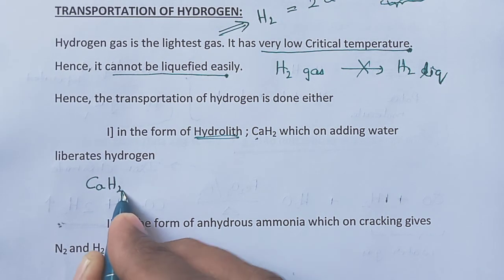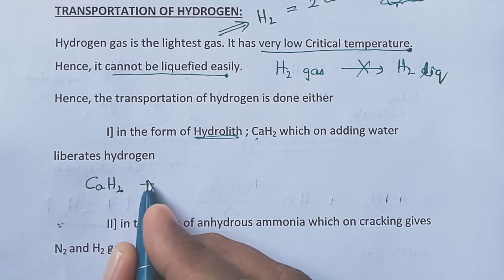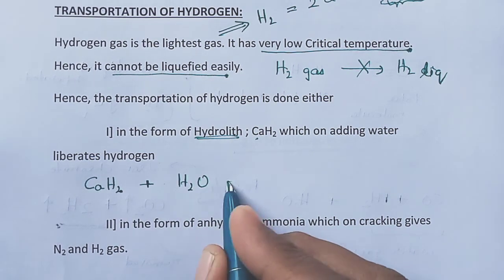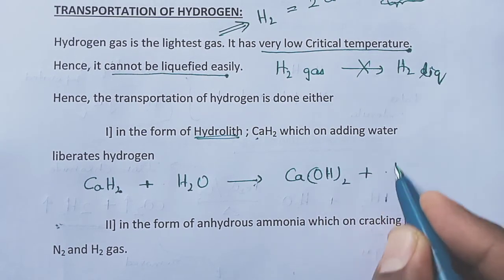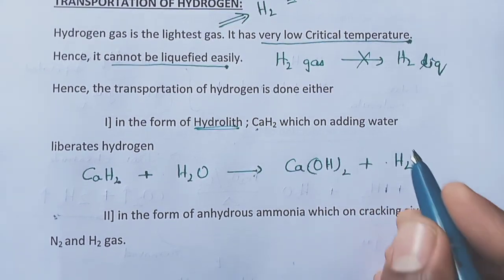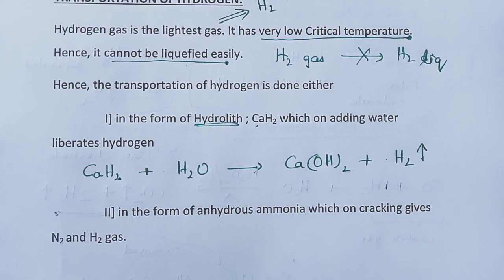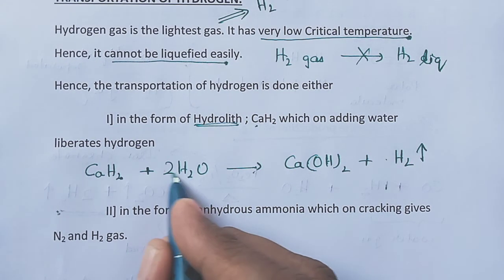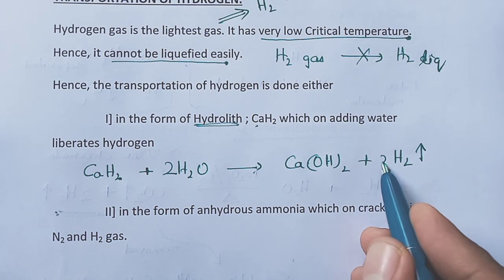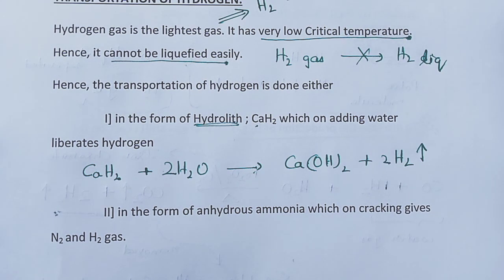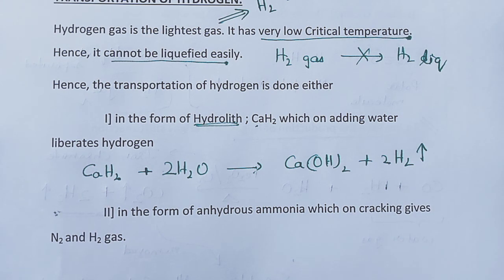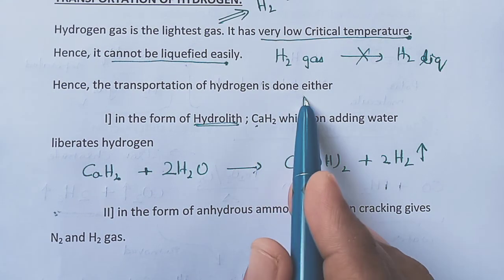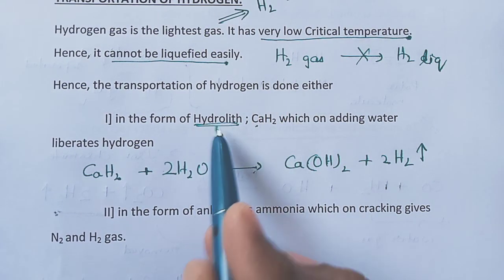CaH2, hydrolith, calcium hydride. It is made to react with water to form calcium hydroxide and hydrogen gas. So anyway, hydrogen gas is obtained. For balancing, put 2 here and again 2 here. So by passing water over hydrolith, we can get hydrogen gas. So transportation of hydrogen is done in the form of hydrolith.